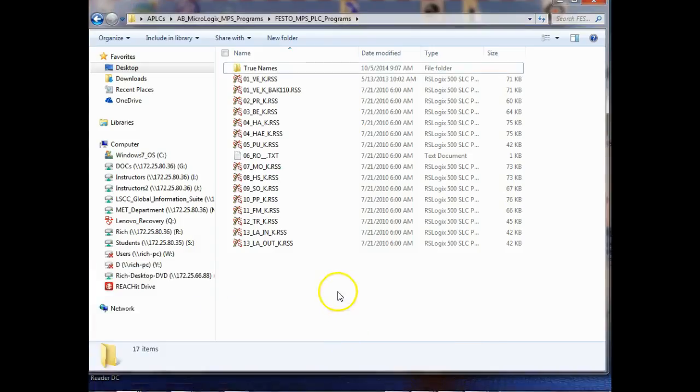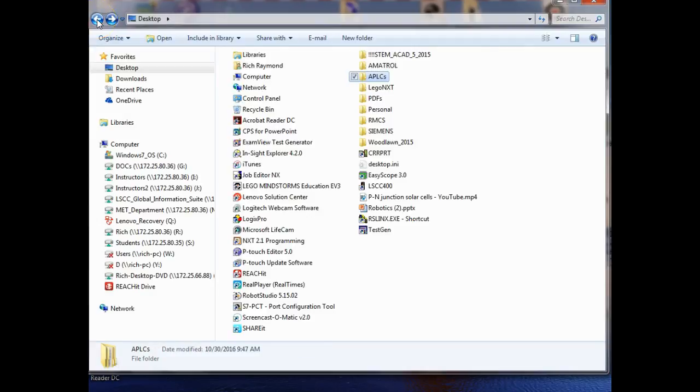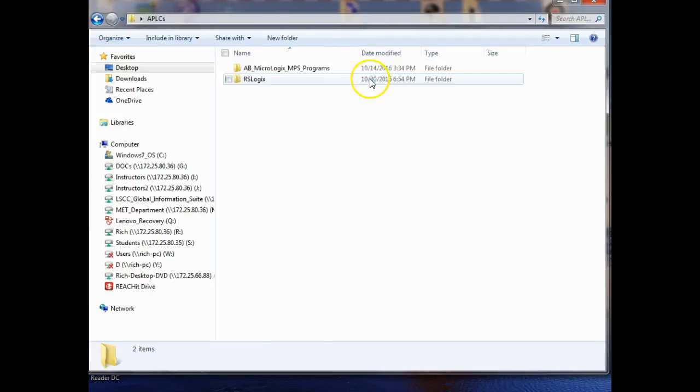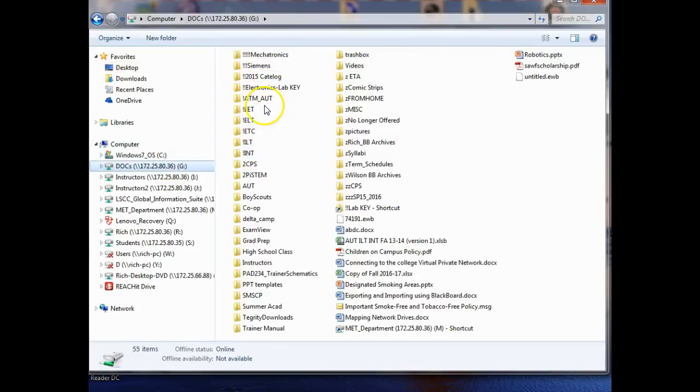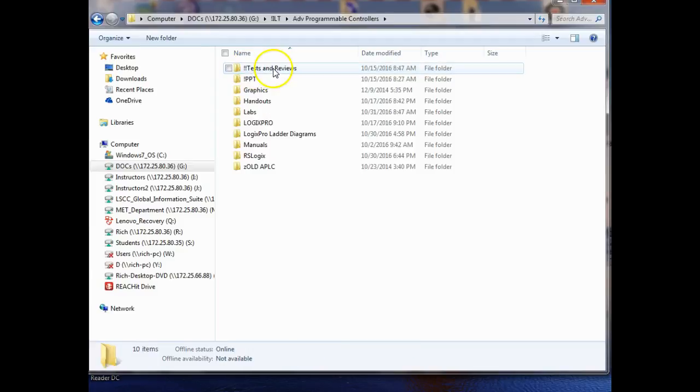So we got this example too. This is the one that y'all did, and how many timers did y'all use? How many rungs did yours have in it, for your lab you're working on now? How many timers did you use?